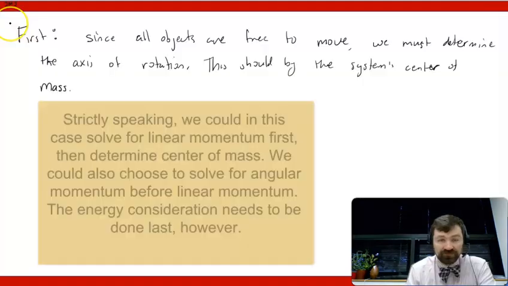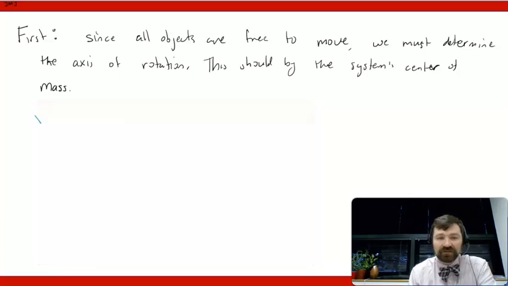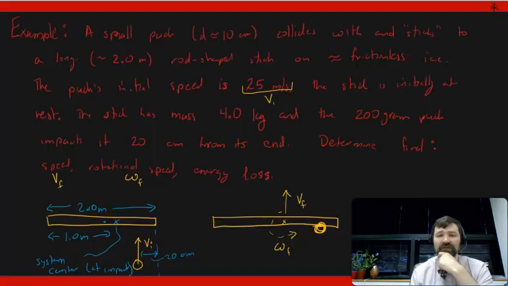So our first step is we need to figure out where the axis of rotation for this system will be. Since everything is free to move, this axis of rotation should be the system's center of mass. To find the location of the center of mass, I should pause here for a moment and say, the center of mass I've drawn in my diagram as if it's right here in the stick. It's probably slightly shifted downward because of the disc, and slightly shifted over from the center of mass of the stick, again because of the disc.